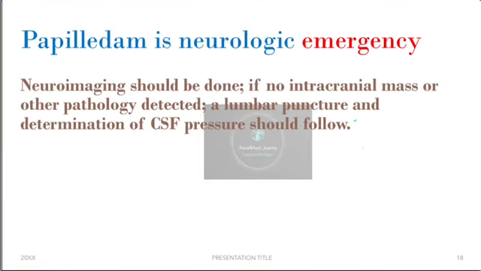Papilledema is a neurological emergency, so neuroimaging should be done. If no intracranial mass or other pathology is detected, a lumbar puncture and determination of CSF pressure should be followed.